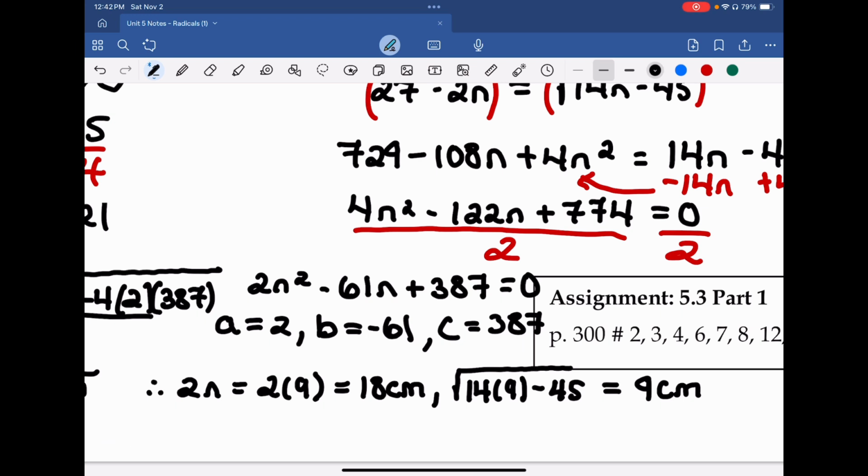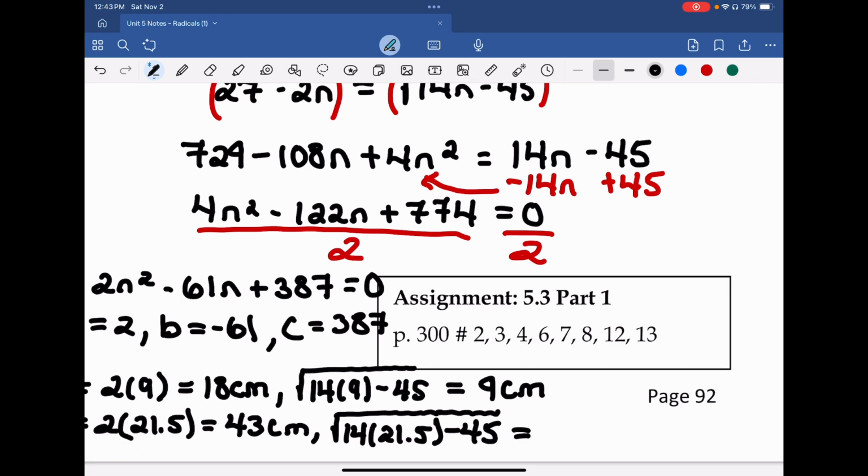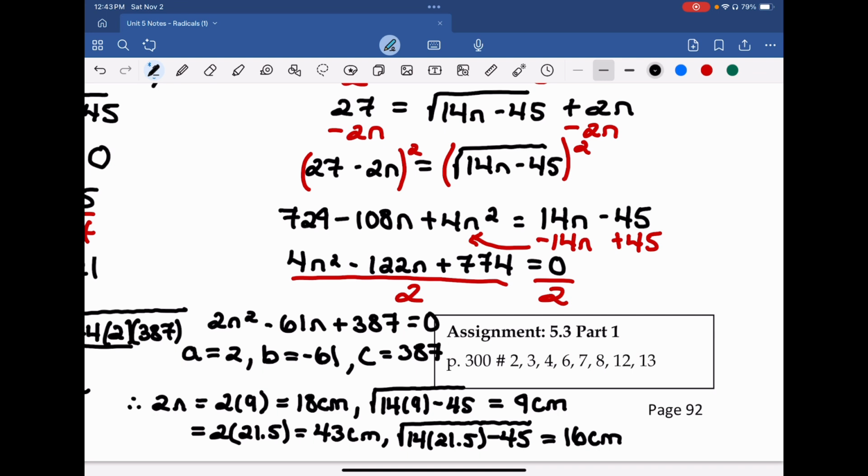Now what I'm going to do is the exact same thing, but instead I'm going to sub in the 21.5. So 2 times 21.5, I get a width of 43. And then for the square root value, I'm going to get 14 times the 21.5 in brackets, minus 45. And this should all be under the radical, so I'm going to make sure it's there. This will be equal to 16 centimeters. There we go. So these are the actual values for the length and width given those certain values for n that work in this.